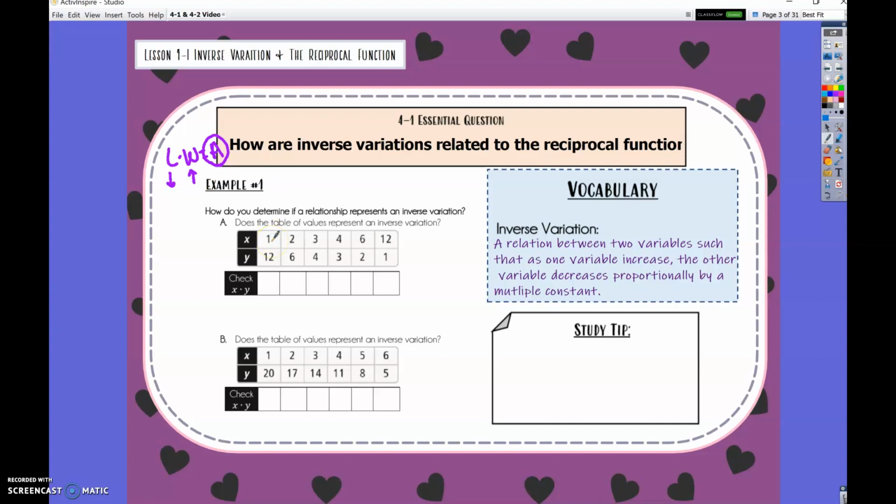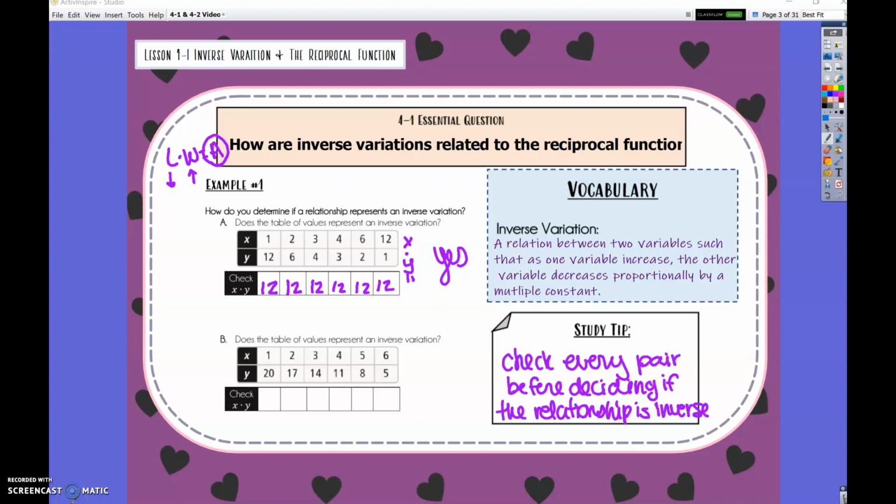So let's check. If you had a table with length 1 and width 12, the area would be 12. Now if your length went up to 2 and the width went to 6, your area is still 12. I'm going to try all of these combos in the table, multiplying x times y essentially. So I'm basically taking x times y to give me this total value at the bottom. It's important that you check all of them, but it does happen to be that all of those products are 12. Therefore, we would say, yes, this is an inverse variation.